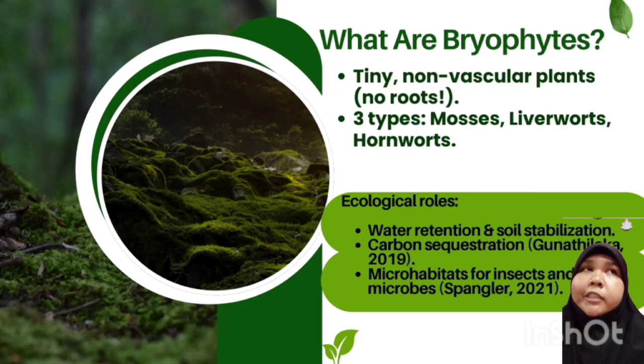Bryophytes are non-vascular plants, which means they don't have roots like most other plants. Instead, they absorb water directly through their surface. There are three main types of Bryophyte, which are mosses, liverworts, and hornworts. Despite their small size, Bryophytes play vital ecological roles.